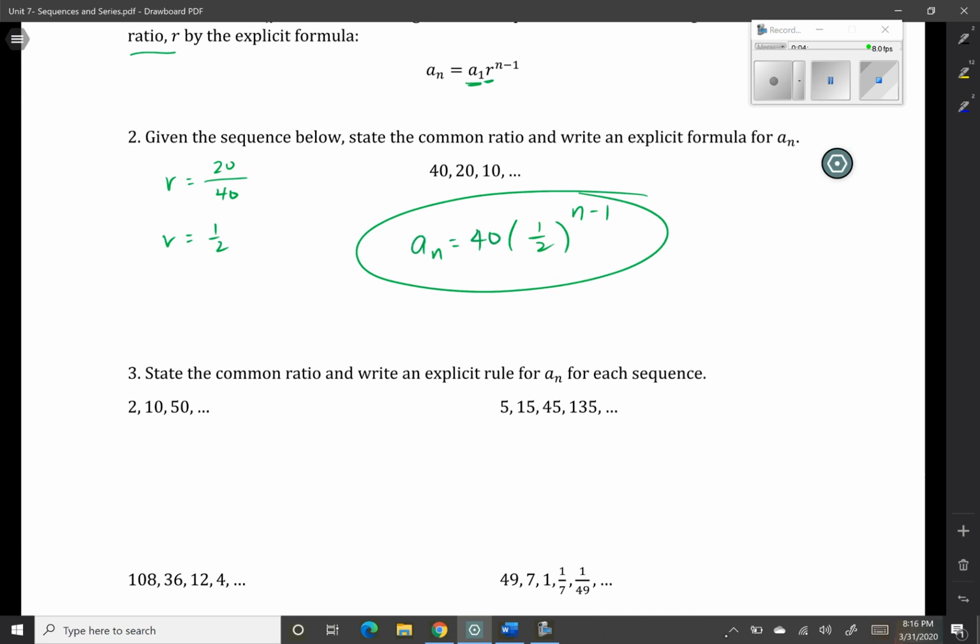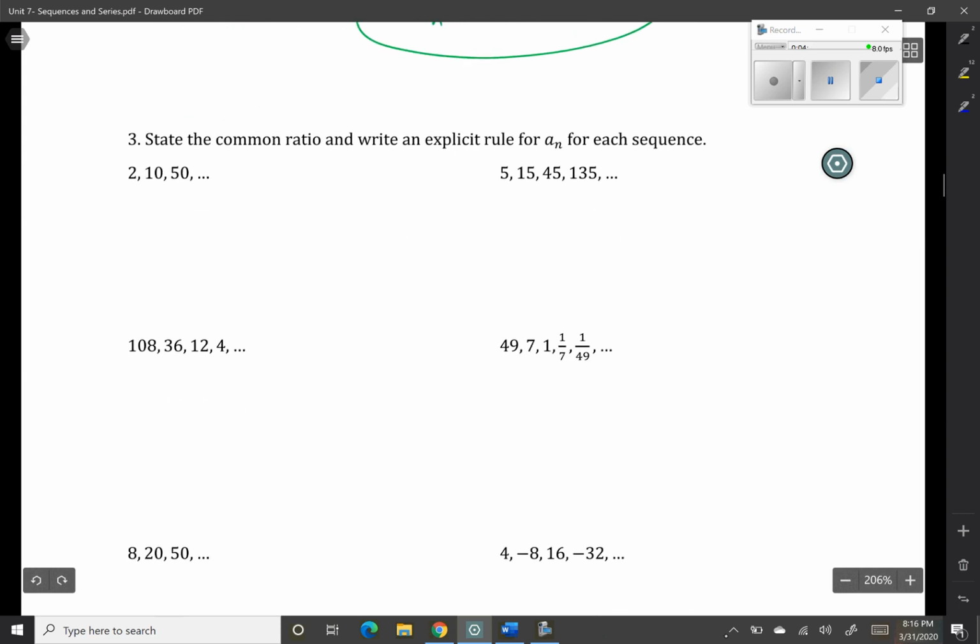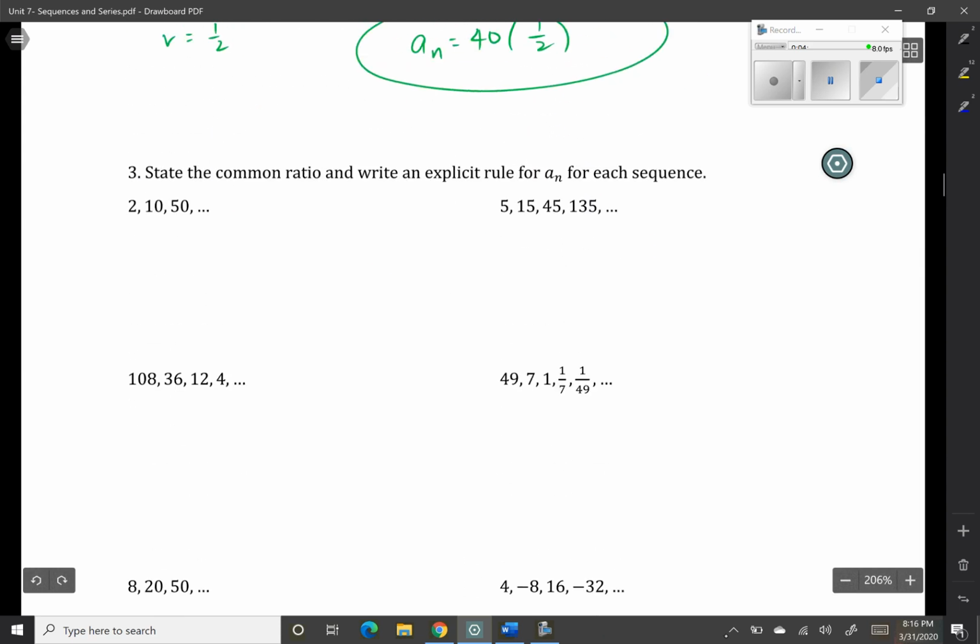We have our answer. So let's try a couple. Here's what I'm going to ask you to do. I'm going to ask you to try the first two here by yourself. Very simple, straightforward ones, just like the two examples we've already done. So pause the video and try the first two here, the two on top. So this 2, 10, 50 and the 5, 15, 45. See if you get the same answer as me.